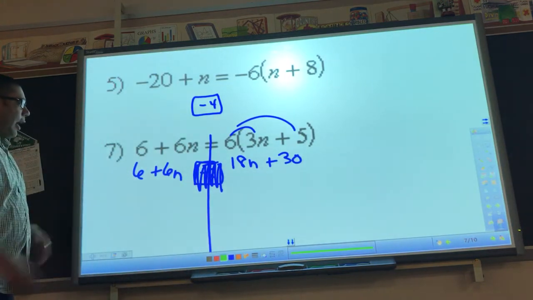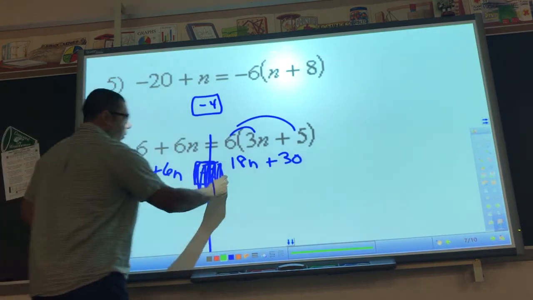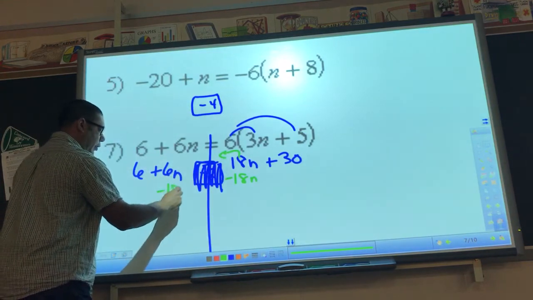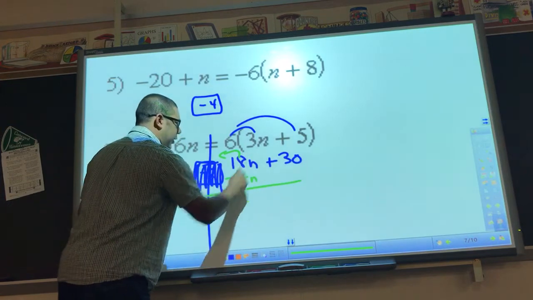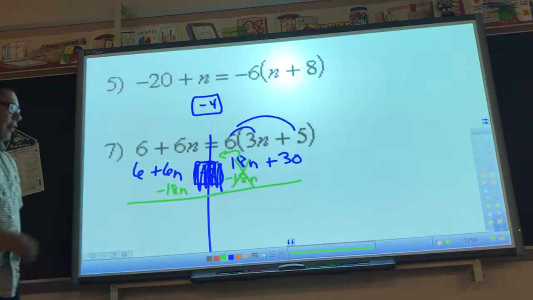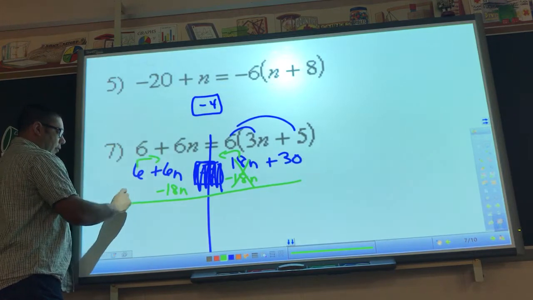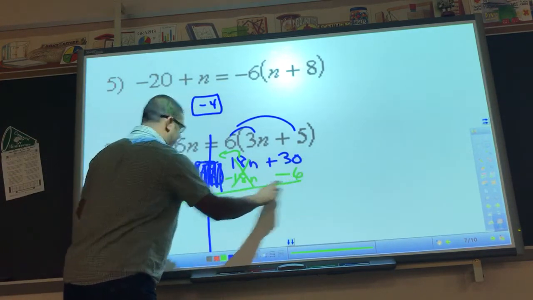And then from here, I can start solving. Need to organize, get my n's on the same side. So I'm going to minus 18n or add a negative 18n to both sides. And I need to move the 6. It's a positive 6, so I need to add negative 6 to both sides.